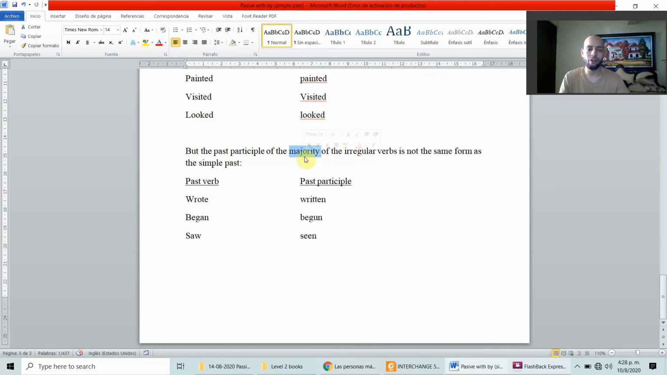Like I said, that is for the majority of irregular verbs, because there are irregular verbs that have the same form as the simple past. For example, cut. We use cut as the past form and cut as the past participle.